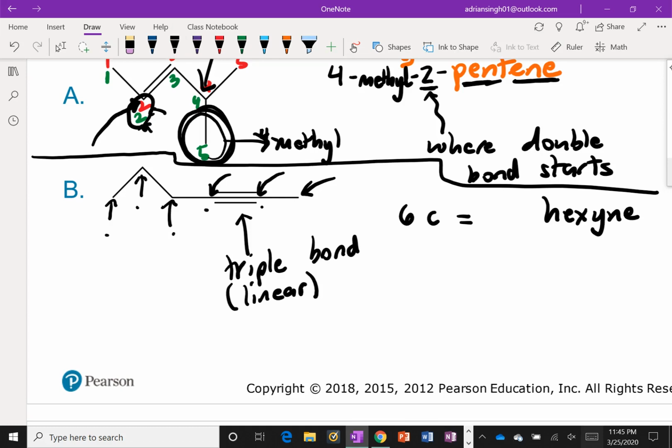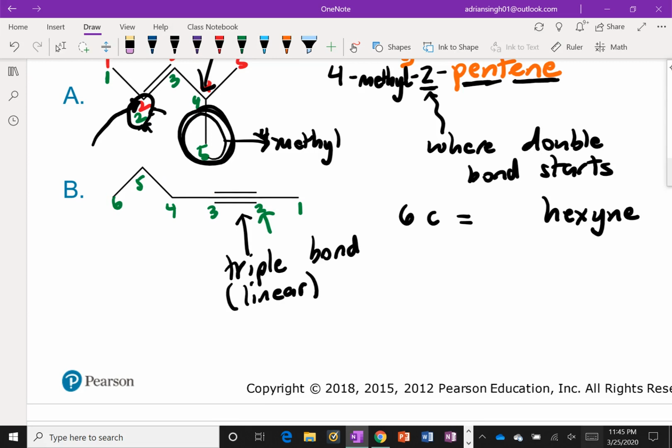And now we need to number this carbon chain to give the lowest number possible for the carbon that starts the triple bond. If we start on the left side, this is carbon 1, 2, 3, 4, 5, and 6. So our triple bond would start on carbon 4. If we were to number it from the right side, then this is 1, 2, 3, 4, 5, 6. Here our triple bond starts on carbon 2. So we'd choose a numbering from the right side because the triple bond starts on the lower carbon, carbon 2. So we would name this 2-hexyne, right?